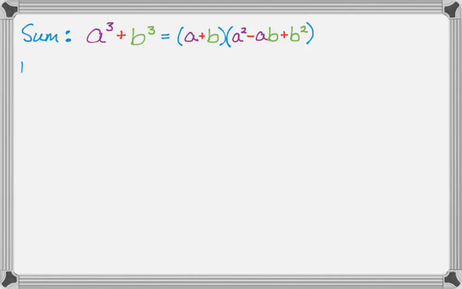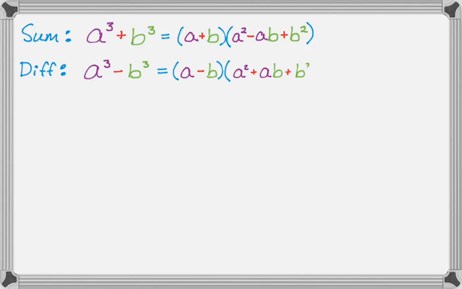And then we have a difference of cubes. So a difference is going to look like a cubed minus b cubed. And this is going to factor into the quantity a minus b, and then another quantity, a squared plus ab, and then plus b squared.